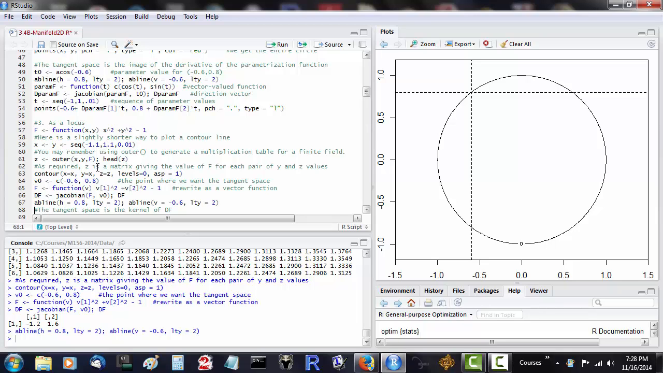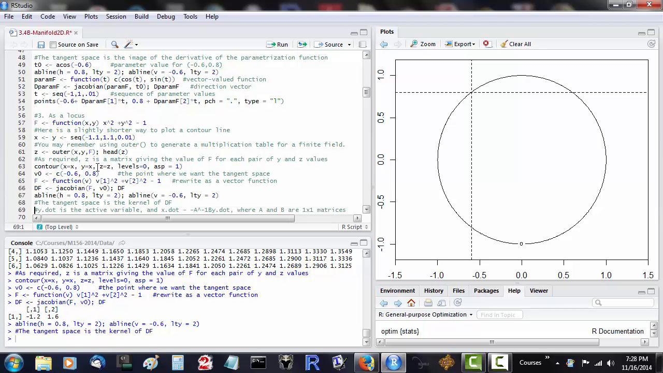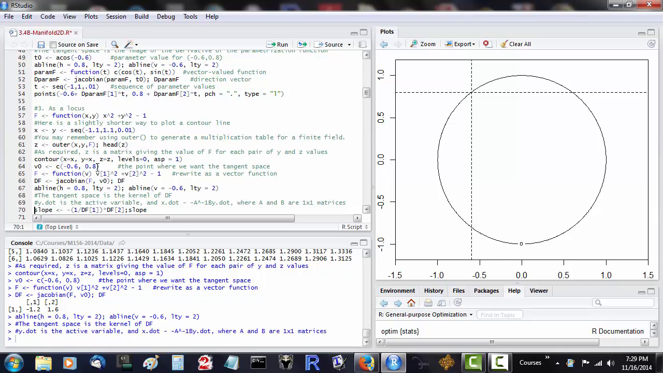And you may recall the tangent space was the graph of the local function that specifies the manifold. It was the image of the derivative of the parameterization function. It is the kernel of the derivative of the function capital F in this case. Using Hubbard's notation, I will say y dot, the change in y from our chosen point, is the active variable, and then the implicit function theorem specifies x dot. It's minus A inverse B times y dot.